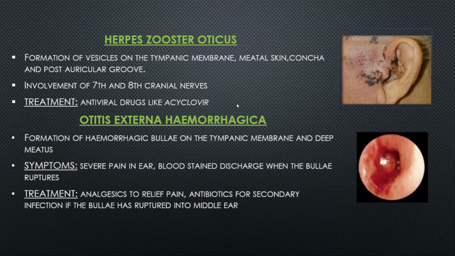Otitis externa hemorrhagica, which is a formation of hemorrhagic bullae on the tympanic membrane and deep meatus. Symptoms are it causes severe pain in the ear, and blood-stained discharge when the bulla ruptures. Treatment is by giving analgesics which relieve the pain, and antibiotics for secondary infection if the bulla has ruptured into the middle ear.